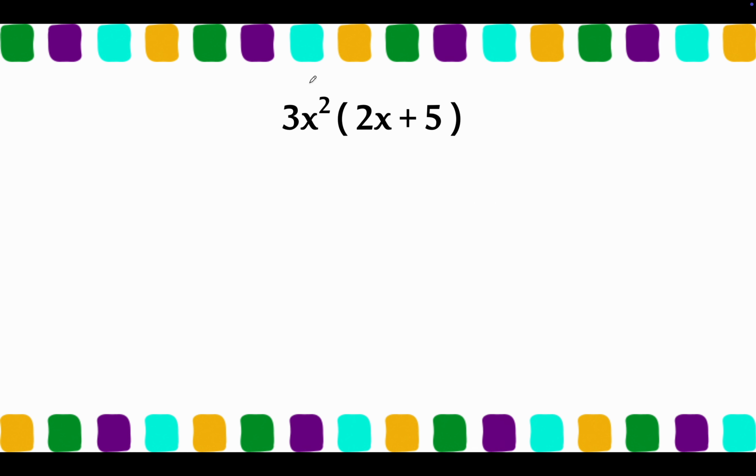Now here we'll be practicing the distributive law. So we're going to multiply 3x squared by 2x, also 3x squared by 5. Now when we multiply 3x squared by 2x, we would have 3 times 2, that's 6, and x squared times x will give us x to the 3rd power, plus 3 times 5, that's 15, and we're putting back our x squared.